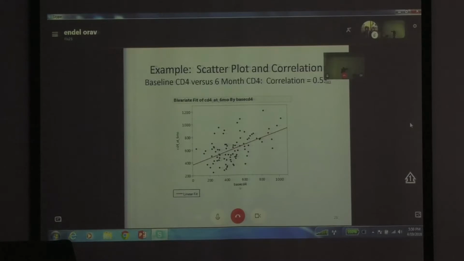And so if we're going to run a model which looks at both baseline and 6-month and eventually 12-month CD4 counts, the model has to allow for correlation between the measurements. And that will affect the answers to some degree. So typical scatter plot, typical correlation. The only thing atypical about this is it's not between predictor and outcome. It's between one outcome and another outcome for the same person.